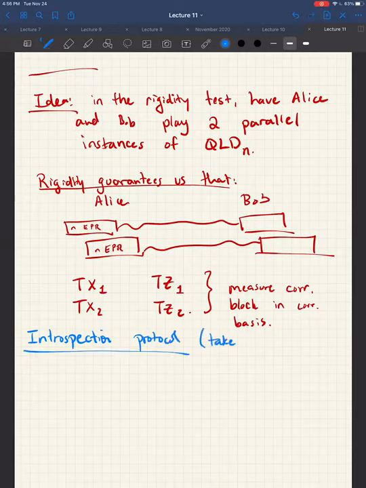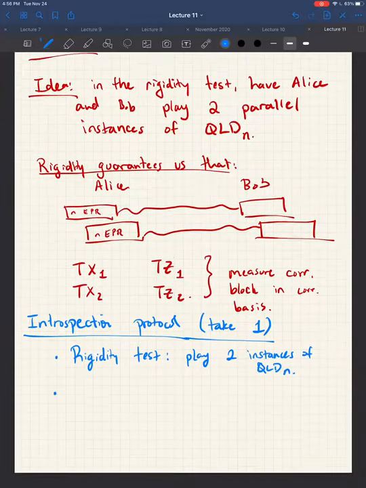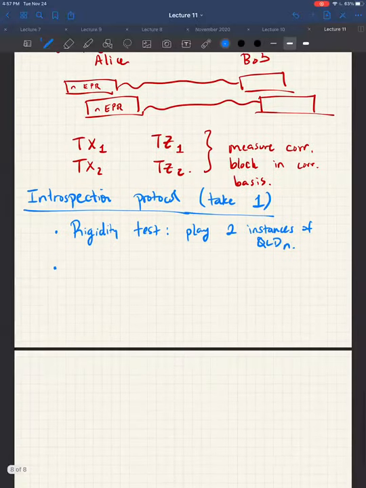Take 1, we'll do one final modification at the end. So in this introspection protocol, we have the rigidity test, which is to play 2 instances of QLDN. And then we're going to have the introspection test.